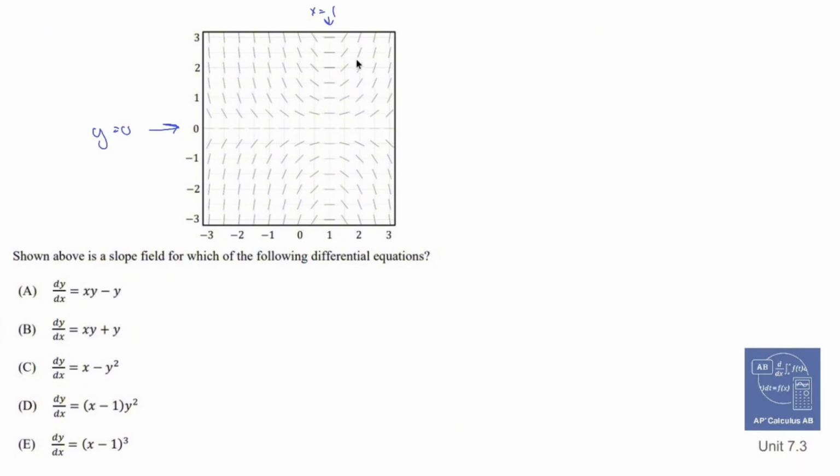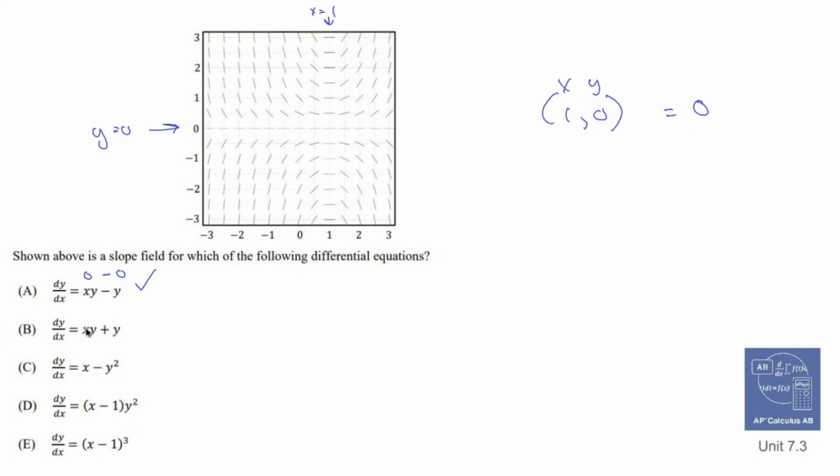Okay, so let's do a little bit of mental math and see if we can eliminate anything. At the point (1, 0), we should get 0. So you're an x, you're a y. Let's eliminate some stuff right there. 1 times 0 is 0, 0 minus 0 is 0, so A seems to check out so far.